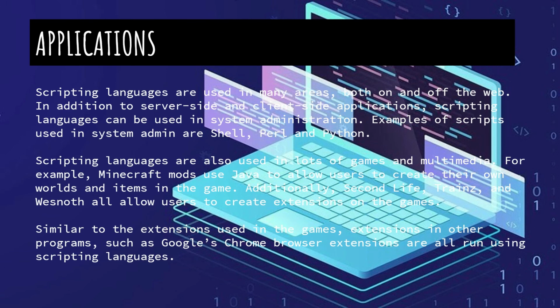Now let's move on to the applications. The scripting languages are used in many areas both on and off the web. In addition to server-side and client-side applications, scripting languages can be used in system administration. Examples of scripts used in system admin are Shell, Perl, and Python.